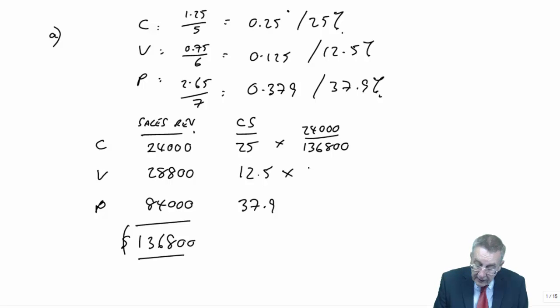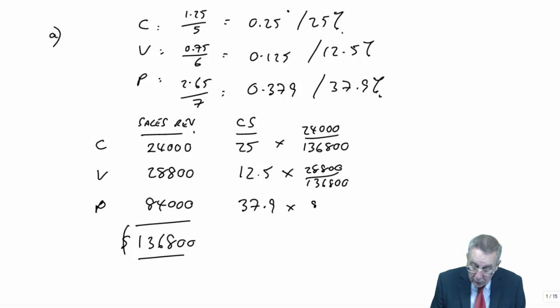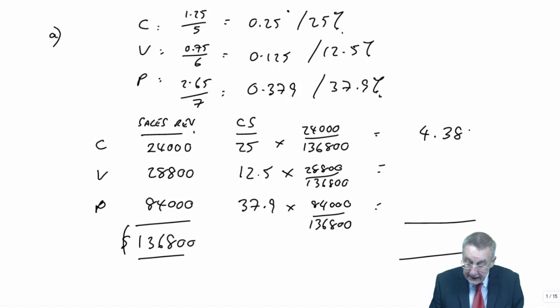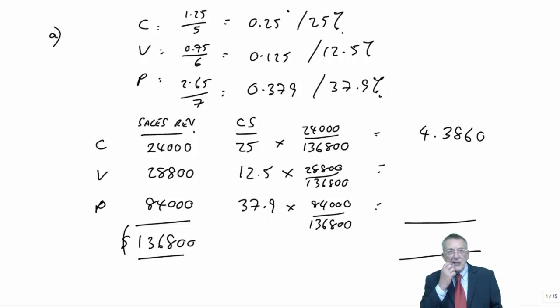So V, the revenue is 28,800 over 136,800, and P rather, 84,000 over 136,800. So if you'll bear with me a second while I do the arithmetic, if I multiply by the proportions of revenue and add up, that will give me a weighted average. So for C, 25 times 24,000 over 136,800, I get 4.3860. I'll do it to more decimal places and then round at the end.